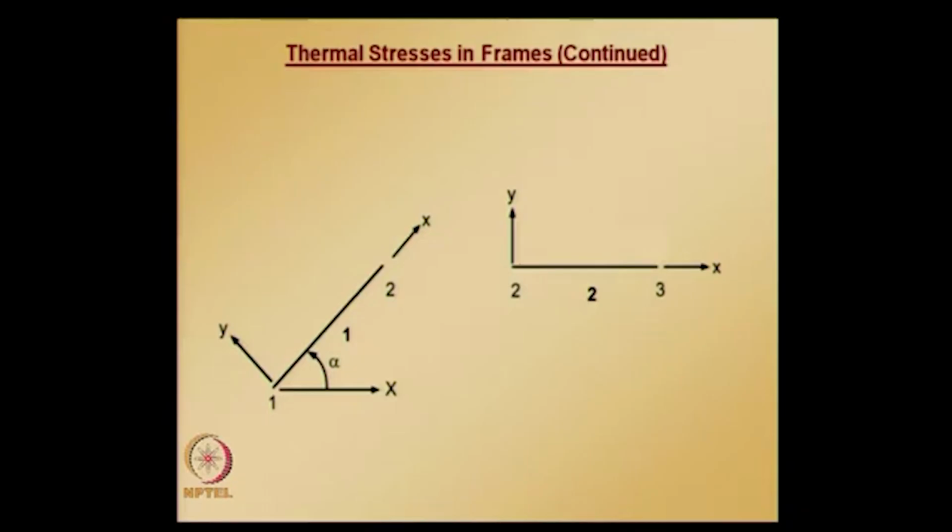Alpha value can be calculated from the dimensions of the plane frame given, and you can see that element 2 is oriented in the same direction as the global x axis. So the angle between local and global x axis is 0. So for the second element the transformation matrix is going to be an identity matrix, and whatever element quantities, that is the element stiffness matrix in the local coordinate system, will be same as in the global coordinate system, and also the force vector calculated in local coordinate system for element 2 will be same as in the global coordinate system.